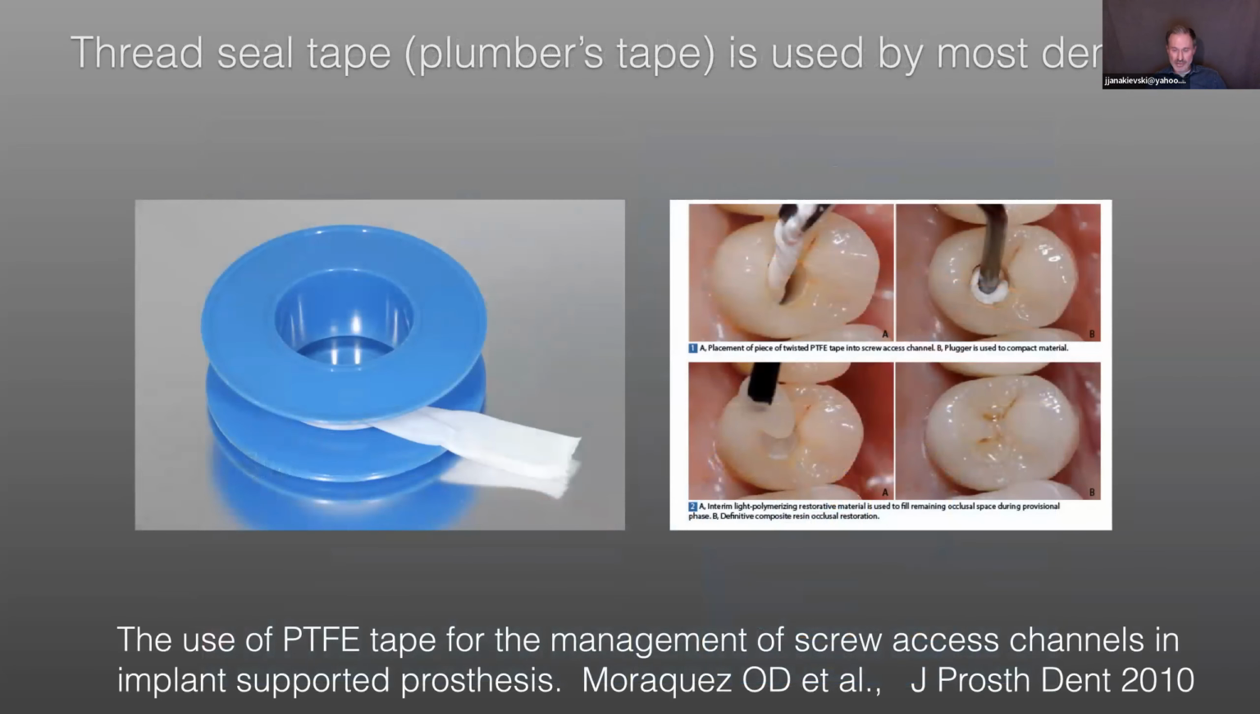So thread seal tape. This is an industrial thread seal tape known as plumber's tape, and it's become the most common barrier product that we use. The original publication describing the technique for using this was back in 2010. It described how this material can be prepared, how it can be installed, and how it serves as a screw channel barrier.